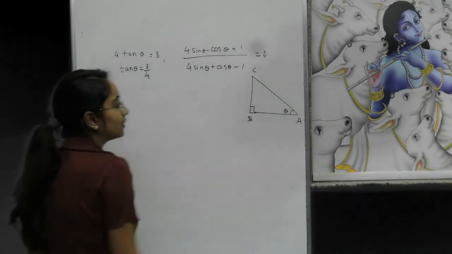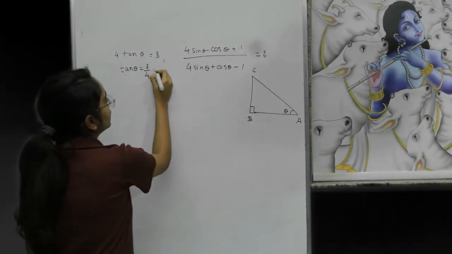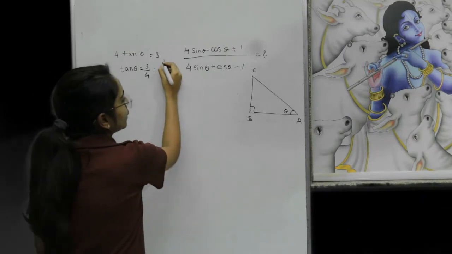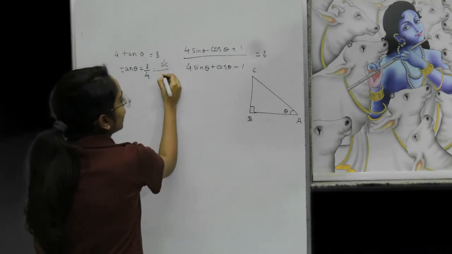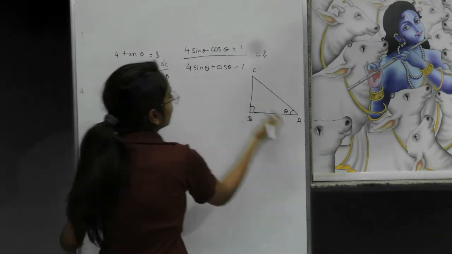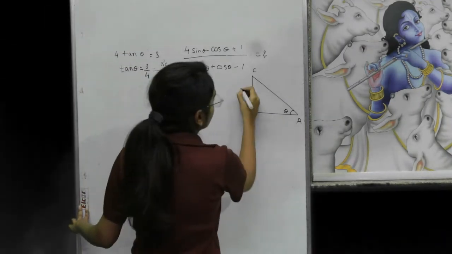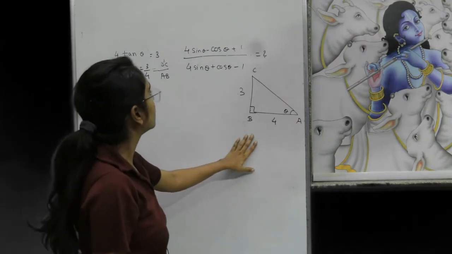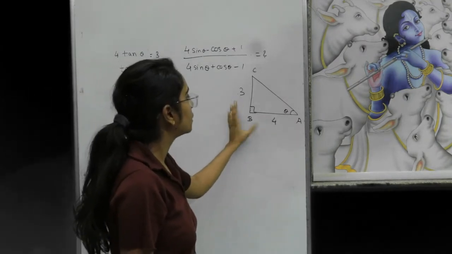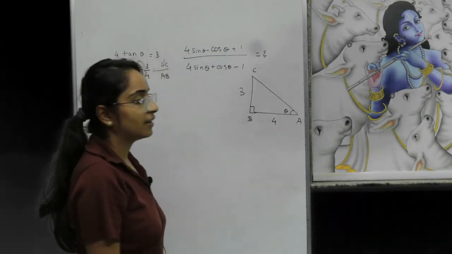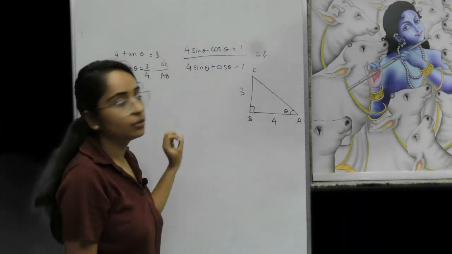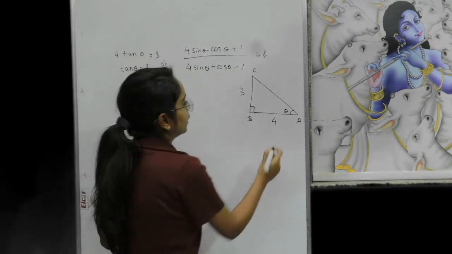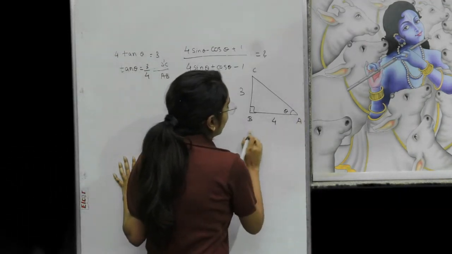So tan theta is nothing but opposite upon adjacent. Opposite is BC and adjacent is AB. So we will put the values: BC is 3 and AB is 4. This is a right angle triangle. We need to know all 3 sides of a right angle triangle to solve a particular question, so the third side we will find by applying the Pythagoras theorem.